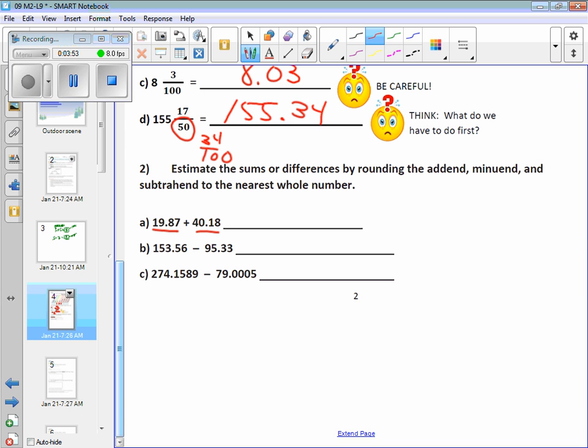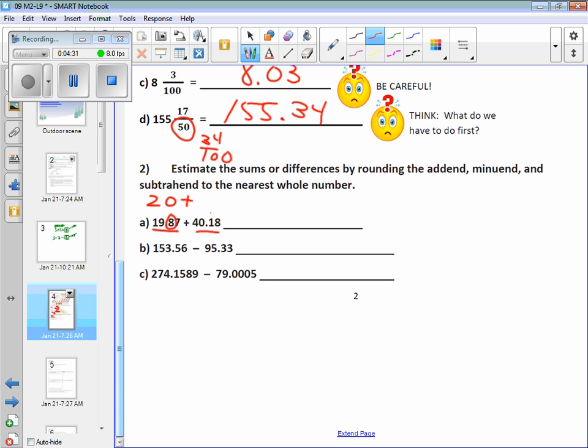I use the expression, and it's not an original because some of the 5th grade teachers say it too. 4 or less, let it rest. 5 or more, raise the score. 5 or more, raise the score means raise to the next whole number. 4 or less, let it rest means keep the whole number the same as you see it. So when we look at 19.87, we're going to look at this number right here. Is it 5 or more, or is it 4 or less? Say it. 5 or more, we raise this score to 20.